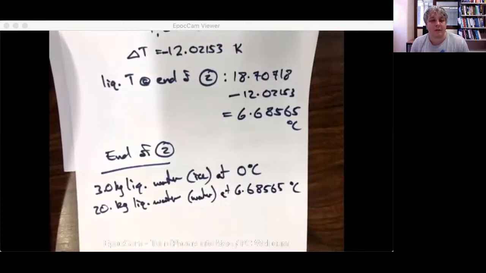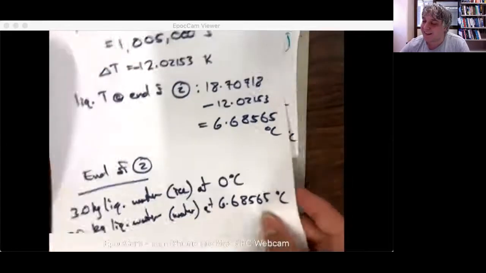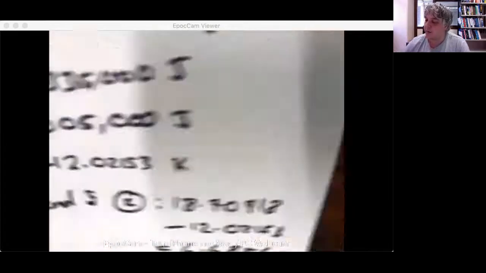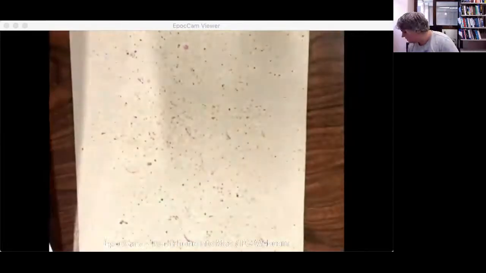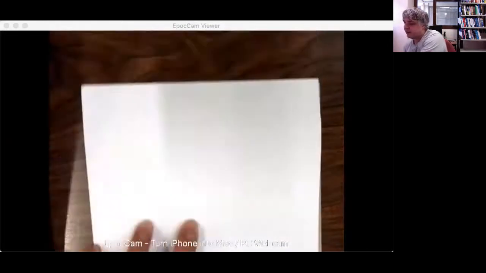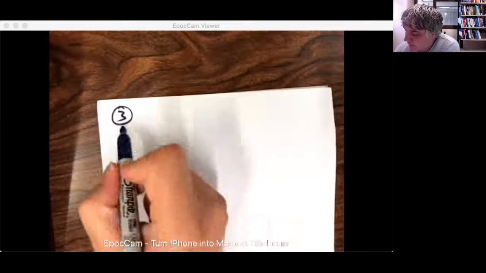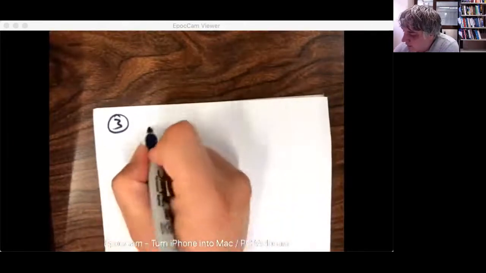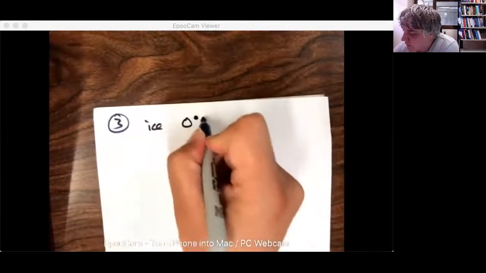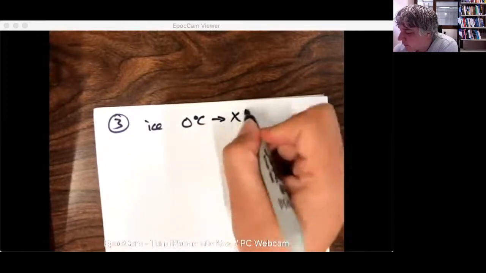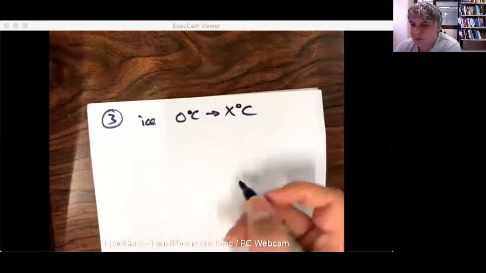So how do we do that? This bit, the maths is probably slightly harder than what I would normally get you to do in this course, but it's certainly not too difficult. What you need to think of is that the energy needed for step 3, the ice is going to go from 0 degrees Celsius up to some final temperature X degrees Celsius.